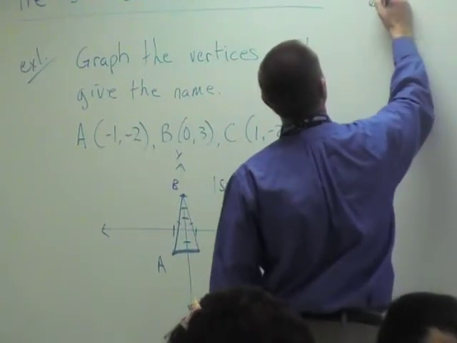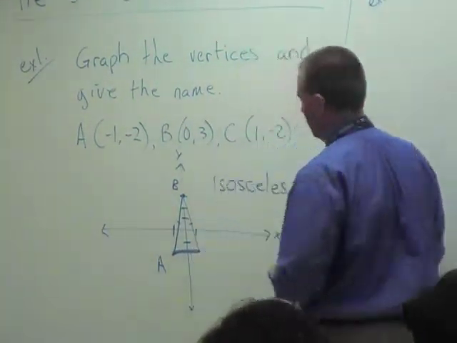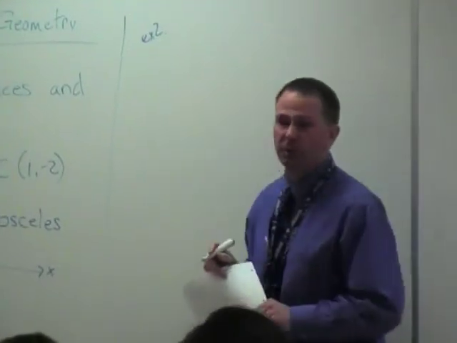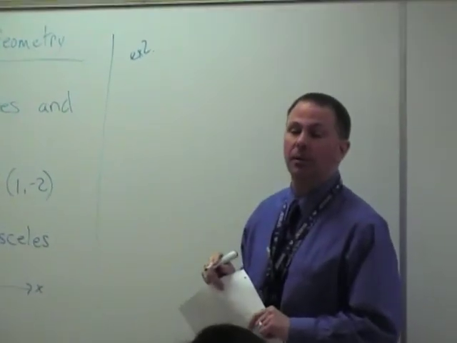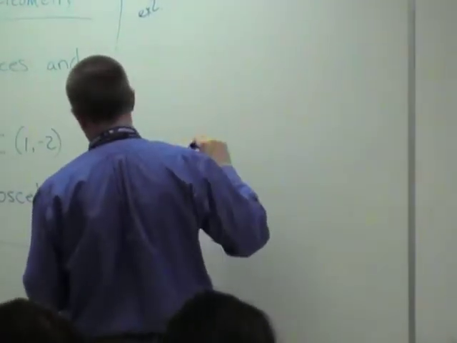Okay, example 2. So that triangle will be acute and isosceles. Do you have to name both? I would prefer you give me both. Just whatever the directions are asking for, that's fine. Okay. Example 2.